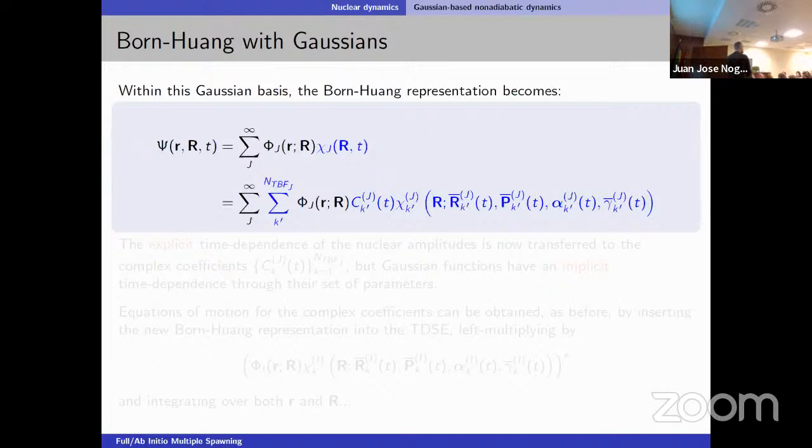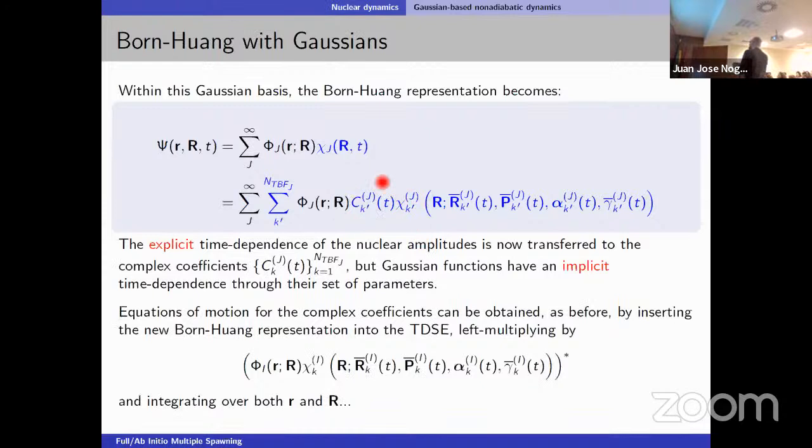Now, these are just little notes here that the time dependence is in this coefficient here. Okay? But what is also important is that now we have a new way of expressing our molecular wave function. So as always, you take it, put it in the time-dependent Schrödinger equation, shake it a bit, and try to see what happens, what kind of equations of motion you obtain now for this coefficient here.